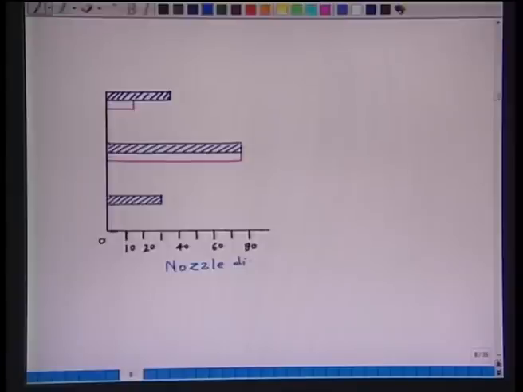These are the say nozzle diameters. That means, I want to show now the potential core lengths of oxygen jet with different shroud conditions.